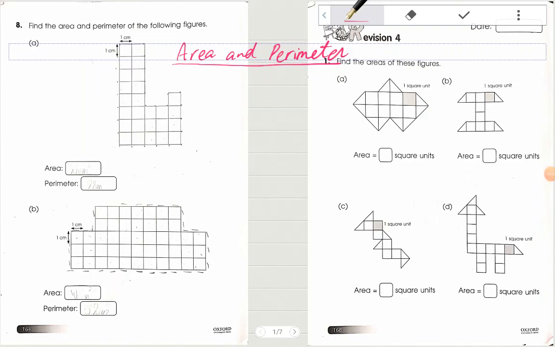Today we are going to recall our chapter area and perimeter. Look at workbook page number 164. Find the area and perimeter of the following figures.